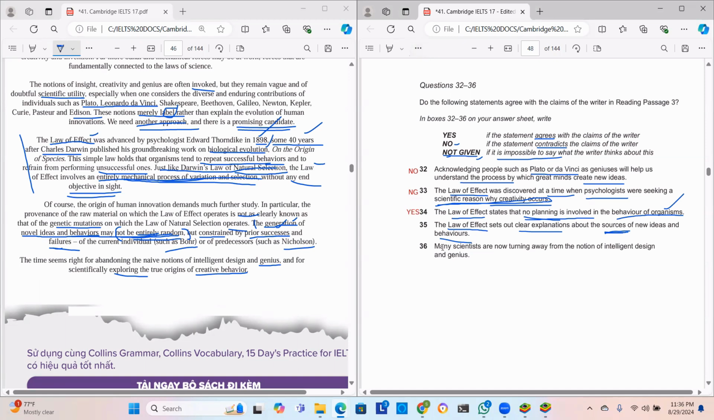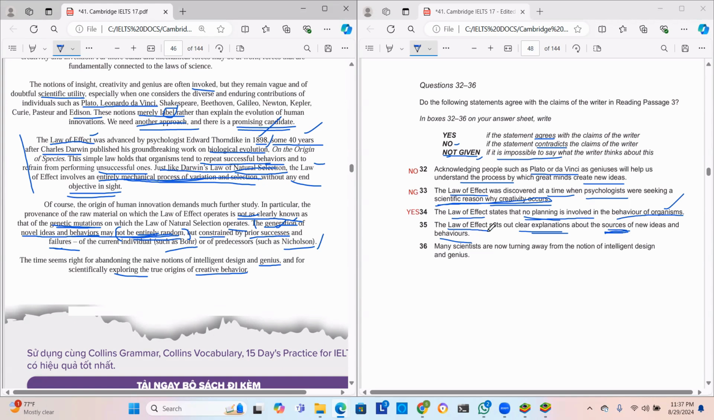Now let's talk about 35. The law of effect sets out clear explanations about the sources of new ideas and behaviors. I have just underlined this. So where is the source? As we read this paragraph, I understood. Of course, the origin of human innovation demands further study. In particular, the provenance of the raw material on which the law of effect operates is not as clearly known as that of genetic mutations, on which the law of natural selection operates. So obviously it is not clearly known.